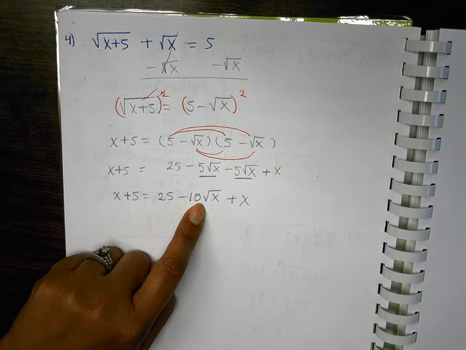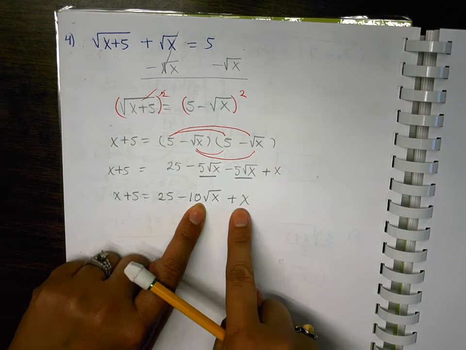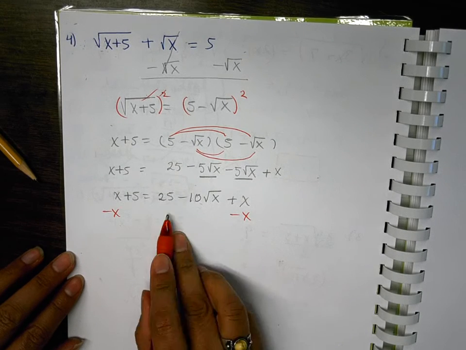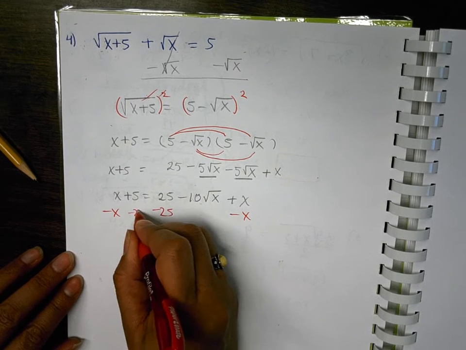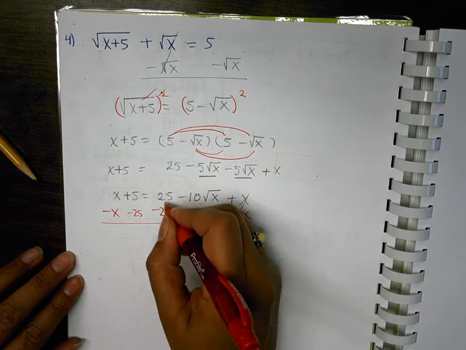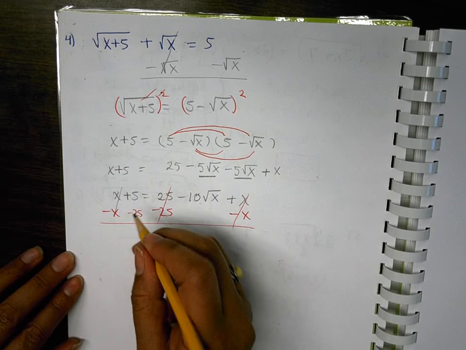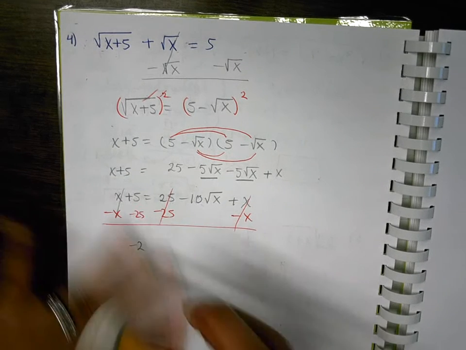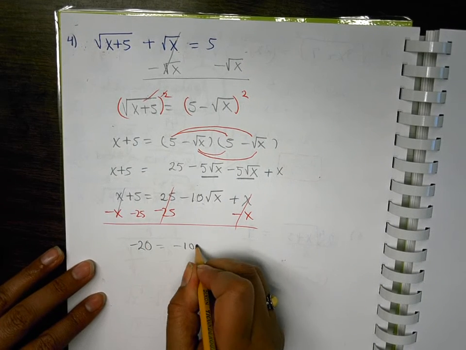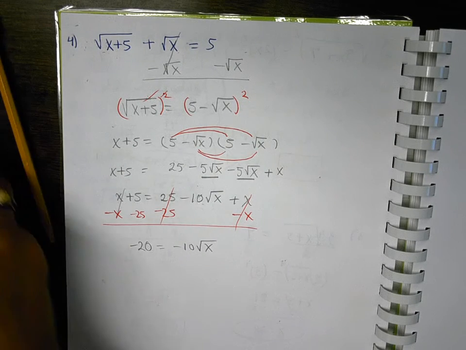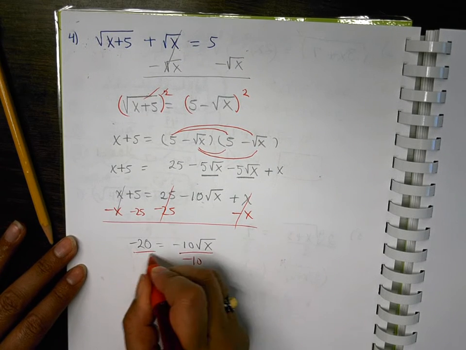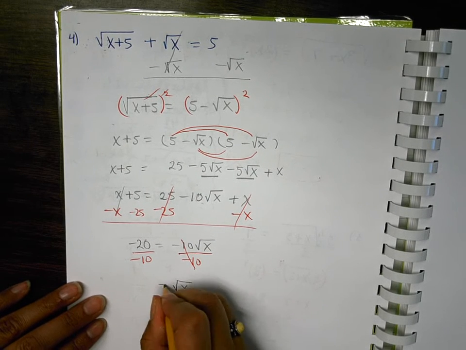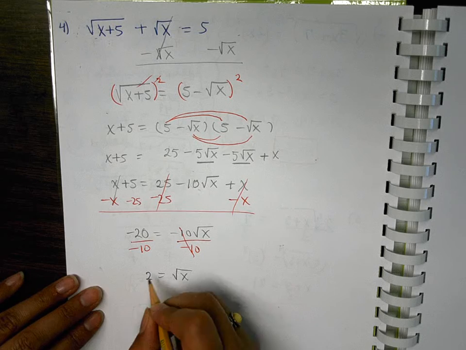Okay, now we can isolate it, though. So what are you going to do with the x? Subtract it over, and it does cancel out. And what are we going to do with the 25? Minus it over. It's gone. What's 5 take away 25? Negative 20 equals negative 10 root x. And what do I divide both sides by? Negative 10, gone. And root x equals positive what? 2.